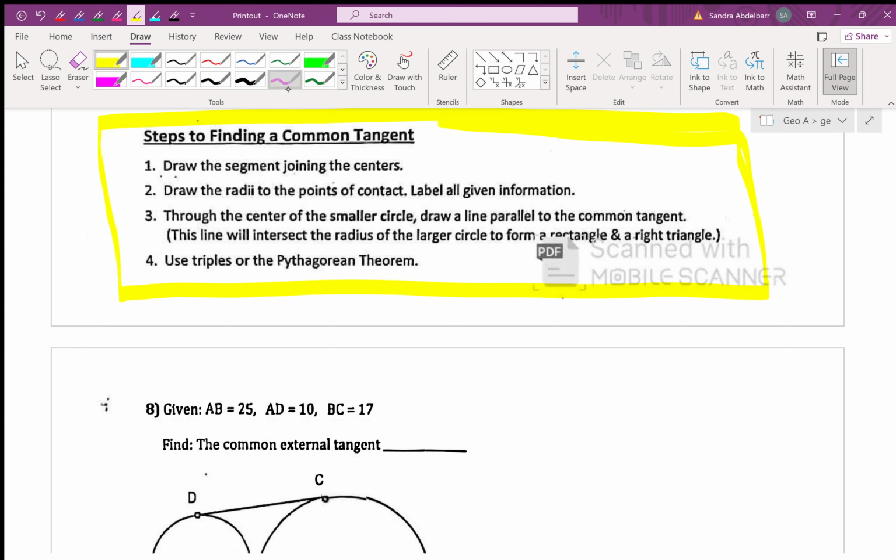Everybody put a star on the third step because this is what everybody messes up on. Through the center of the smaller circle, it does matter. You cannot choose the larger circle. Through the center of the smaller circle, draw a line parallel to the common tangent. Okay, use the triples or the Pythagorean theorem. Now, none of this means anything to you until we do a problem. Are we ready?